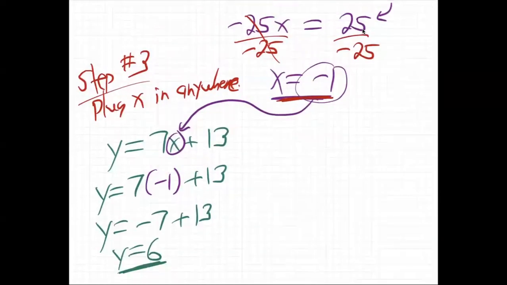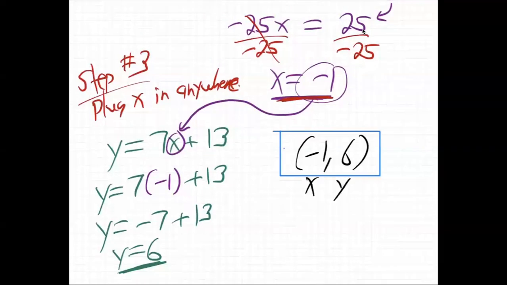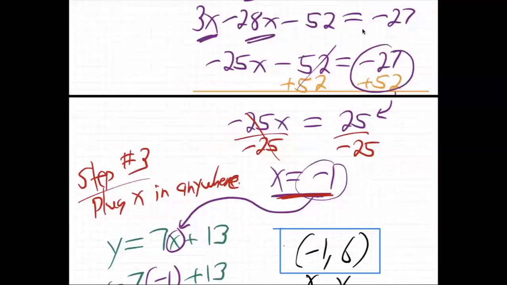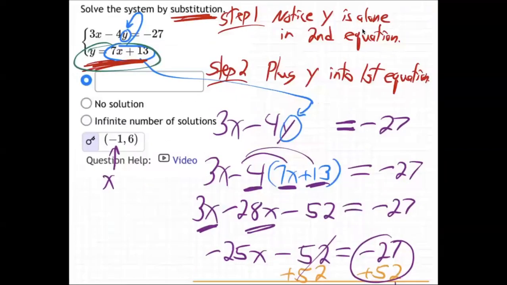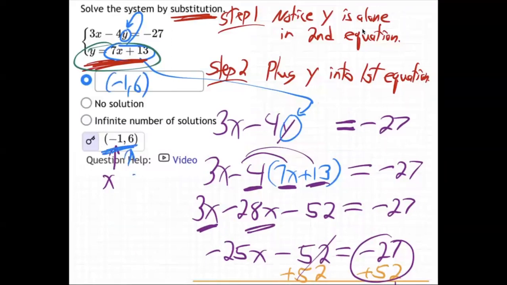So the answer to this question then is negative 1 comma 6, because it's x first, then y. And they want us to put a parentheses around it. So put parentheses around it, -1, 6, x comma y. And that is indeed the end. You would click right here and go -1 comma 6, as we can see the answer right there. That's x and y. That's the answer to this equation.